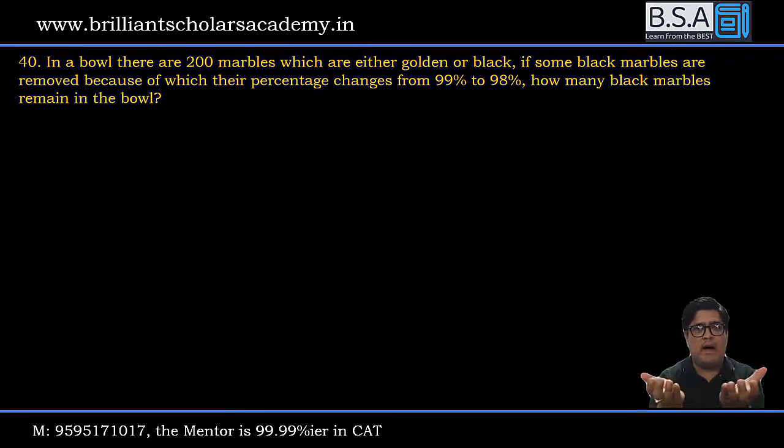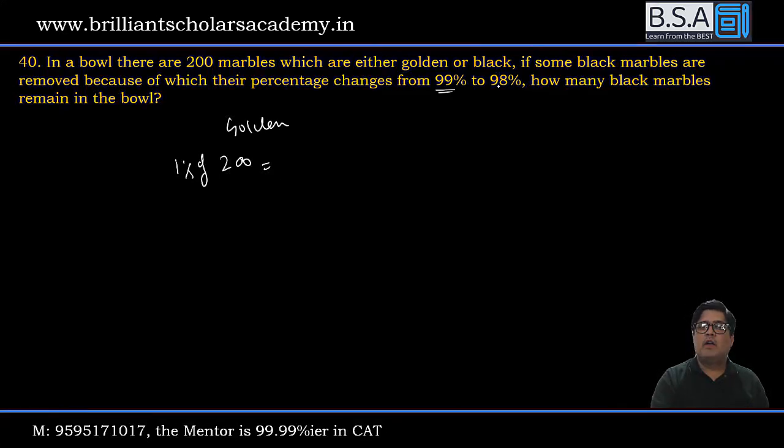There are two kinds of marbles, black marbles and golden marbles. You are taking away black marbles, so because of that, the percentage will change. What is not changing? The number of golden marbles in the beginning and the number of golden marbles in the end will be the same. So you don't have to form big equations. When black marbles were 99%, 1% of 200 were golden marbles.